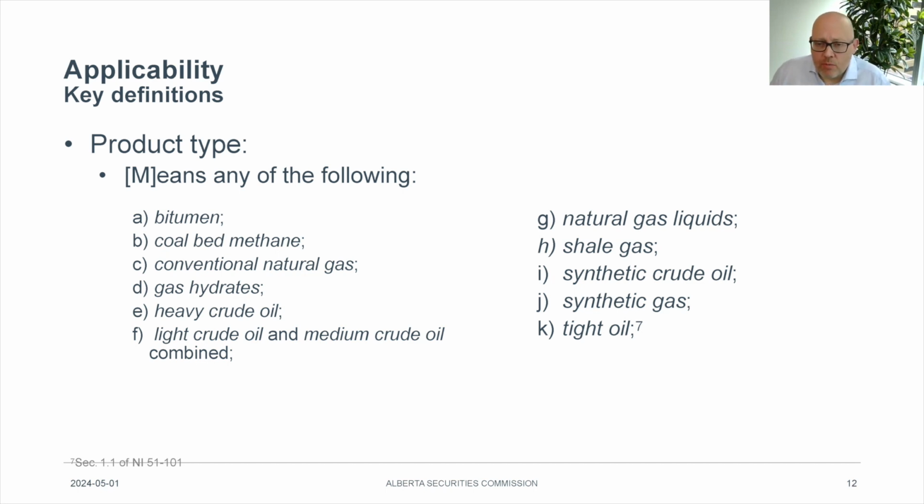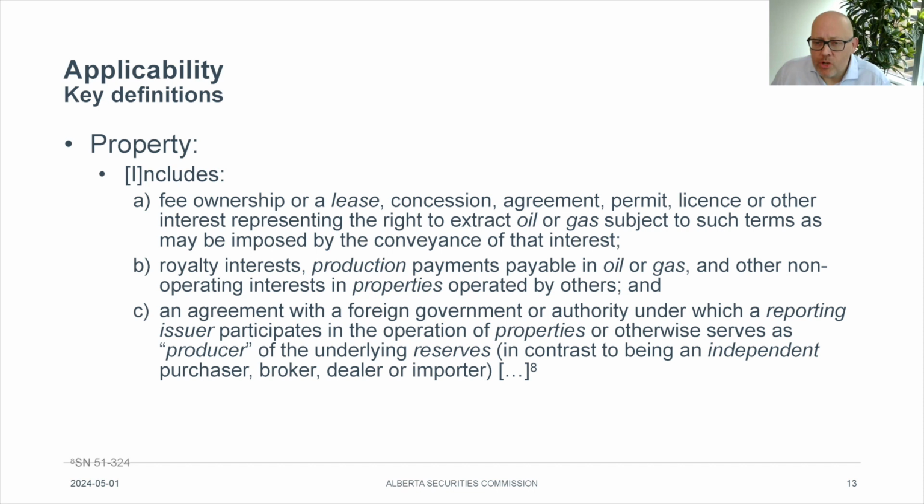Next up is the term property. This includes fee ownership or a lease, concession, agreement, permit, license, or other interest representing the right to extract oil or gas, subject to such terms as may be imposed by the conveyance of that interest. It also includes royalty interests. This is an extremely important one. A lot of issuers are not aware that a royalty interest or an interest in a royalty interest will have them considered engaged in oil and gas activities.